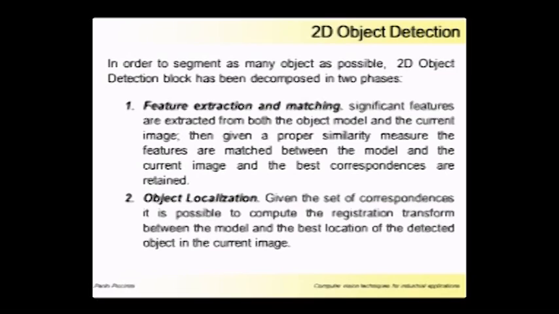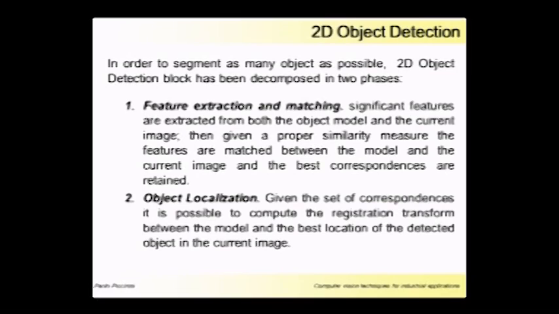Let me now start talking about the object detection. The main goal of this block is to detect as many objects as possible in the current image. To do that, we chose to divide this block into two phases: feature extraction and matching, and object localization. In feature extraction and matching, significant features are extracted from both the model and the current image, and matched together with a proper similarity measure. This is done in order to compute a set of correspondences.